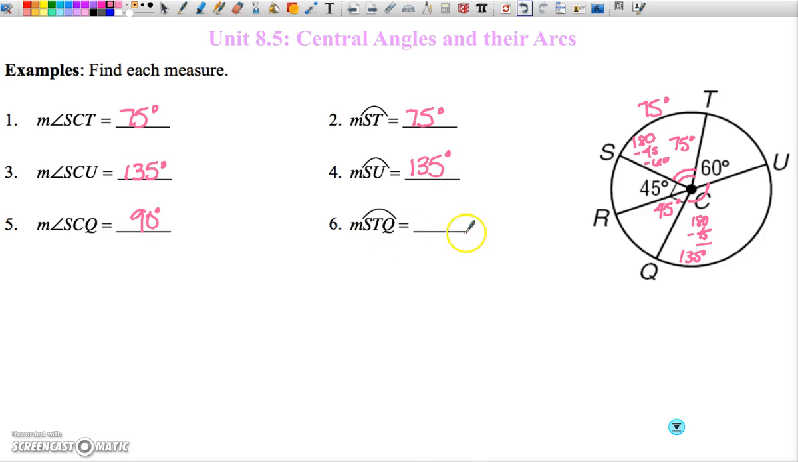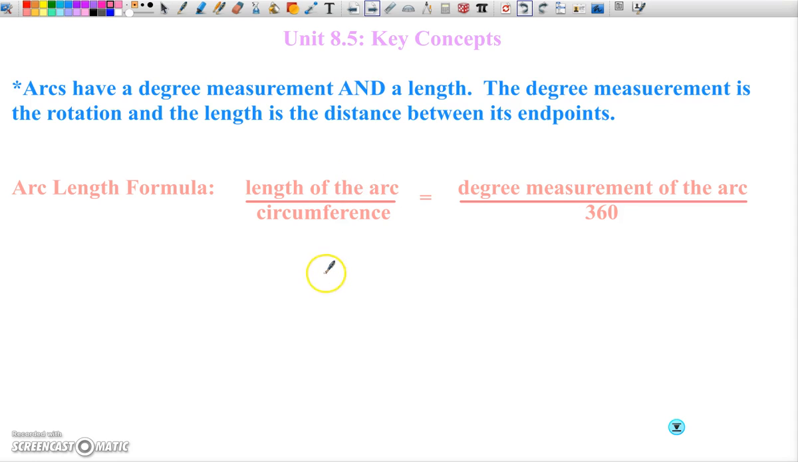And then our last one is STQ, the arc. So arc STQ, and you're looking at it starts here and it goes all the way around the circle to Q. So we need to add all of these pieces together. So 135 plus 60 plus 75 for a total of 270 degrees.